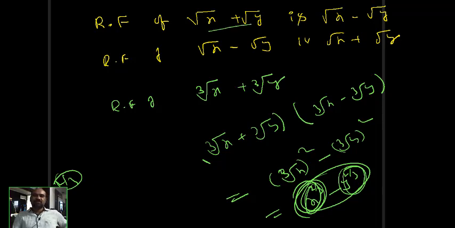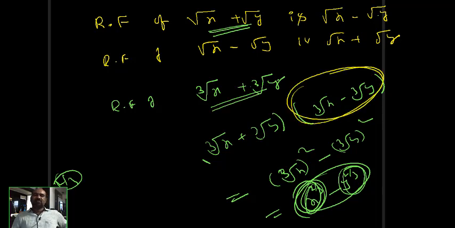Okay, for this example, square root of x plus square root of y is given. What is the RF of square root of x plus square root of y? We can simply consider square root of x minus square root of y. But my question is cube root of x plus cube root of y. For this, most of the students will give this as the answer. They will say that this is the RF. So what I proved here is that it is not the RF, because the product is not a rational number. But how to find the RF of cube root of x plus cube root of y, that I will explain.